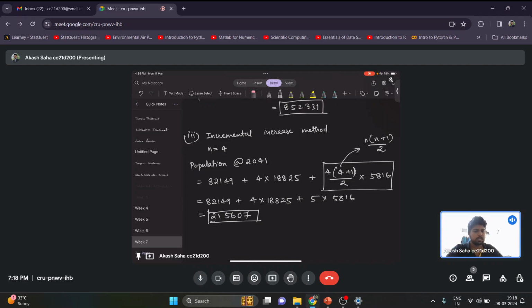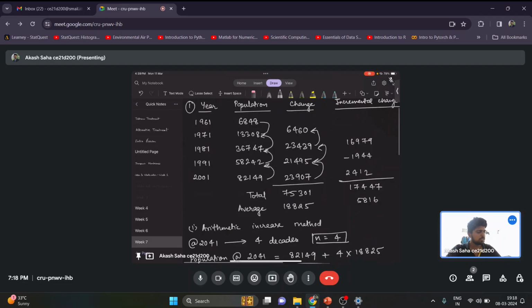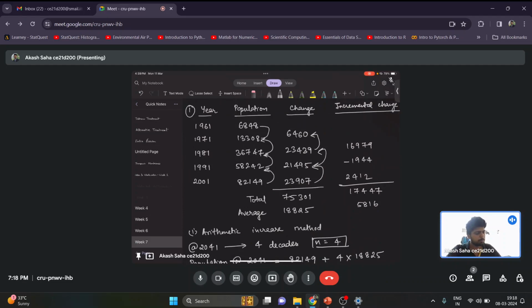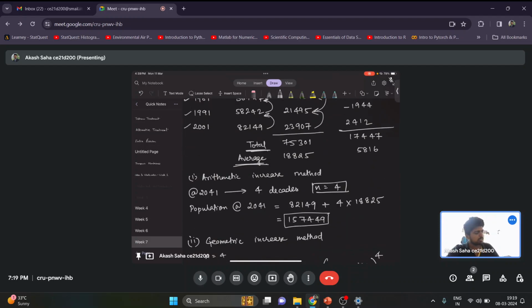So I'll just quickly give a recap of this. If we know the population of each of the decade, so this is known. For the arithmetic increase method, we will just find the change. We subtract the populations of two consecutive decades, and then we find the total and the average. So in the case of the arithmetic increase method, it is just the last known population plus the number of decades for which we want to find out the population into the average.